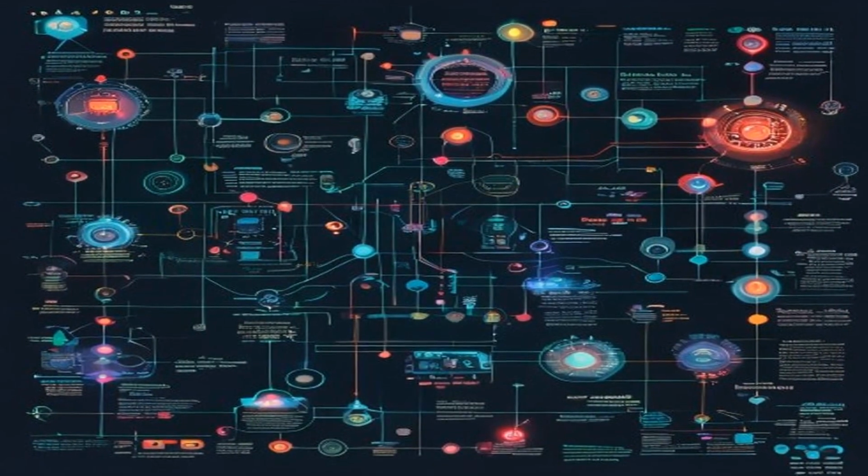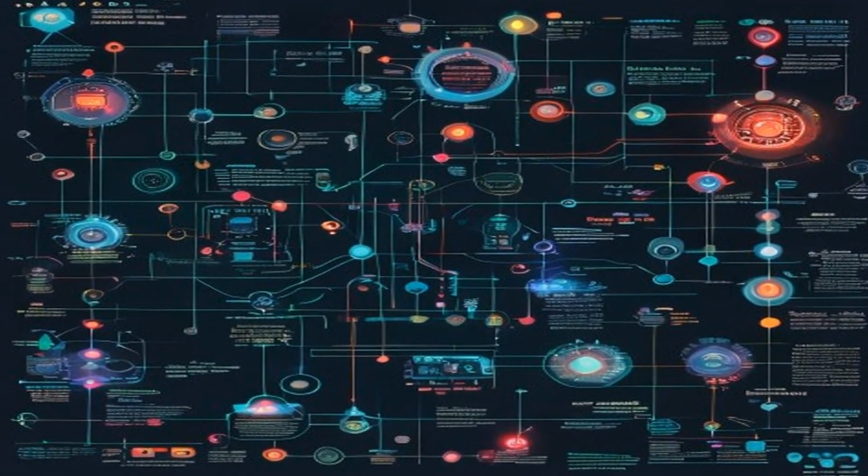Let's start with the fundamentals. What exactly is artificial intelligence? At its core, AI is the development of computer systems that can perform tasks that typically require human intelligence. This includes things like visual perception, speech recognition, decision-making, and language translation.